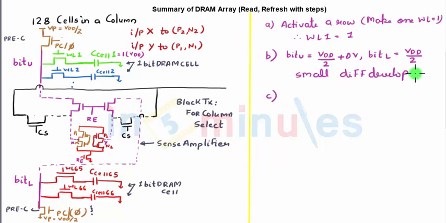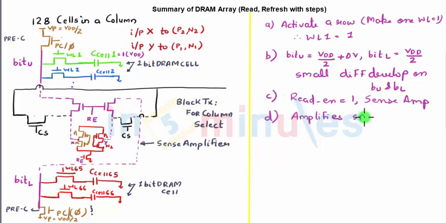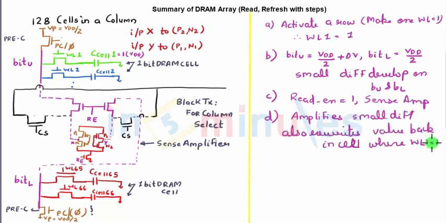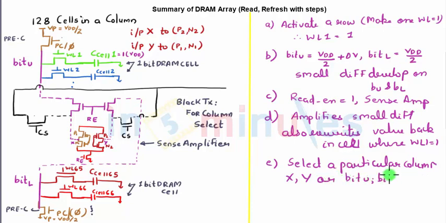So once this small difference develops on bit upper and bit lower, now I will make my read enable signal high. That means my sense amplifier will come into the picture. Once my sense amplifier comes into the picture, it amplifies the small difference and also rewrites the value back into the cell where word line 1 in this case was 1. So the value is not degraded. And finally, we select a particular column, or if you don't understand column logic, say that on X and Y, or on your bit upper and bit lower, technically we need to connect output probes to identify what value has been read. So these are the steps.